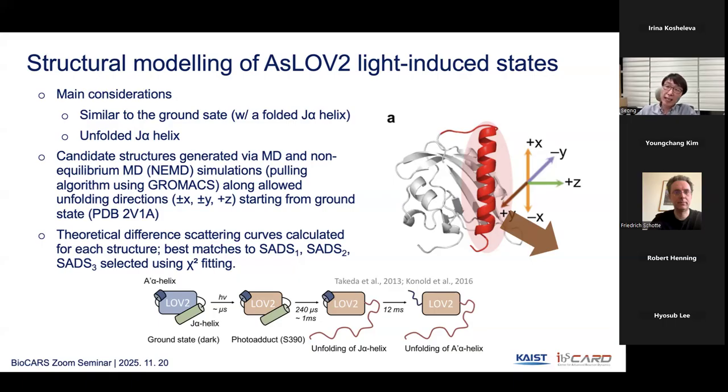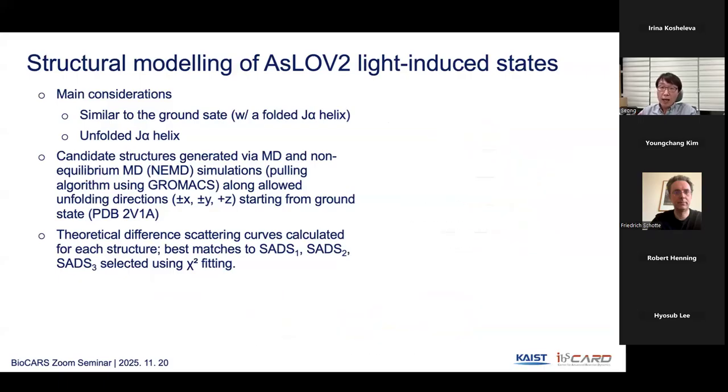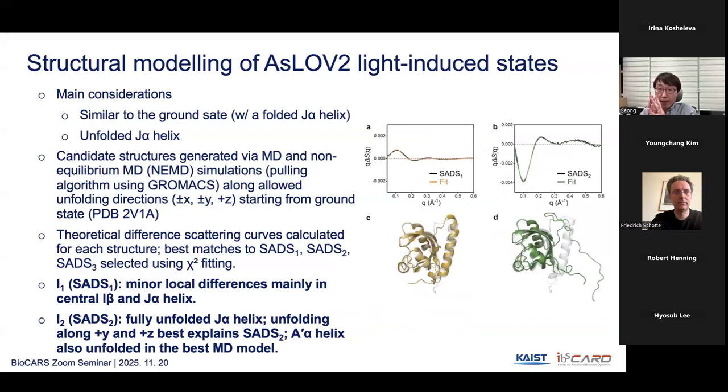For each candidate, we calculated the theoretical difference scattering curve and compared them to SAS1, 2, and 3 using chi-squared fitting. And this allowed us to select the structure that best represents each intermediate and visualize how LOV2 changes during the photocycle. After MD, we could obtain the model structures of intermediate 1 and 2.